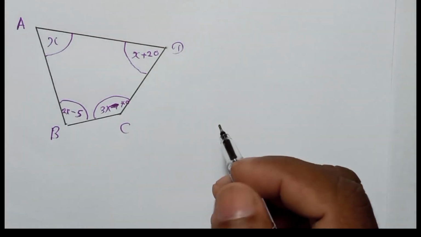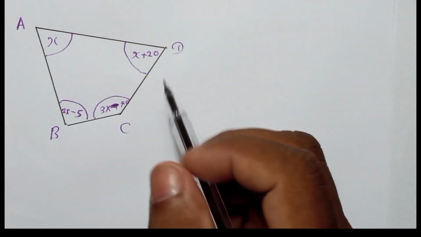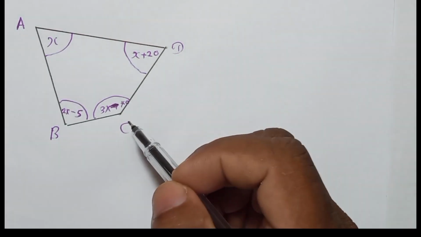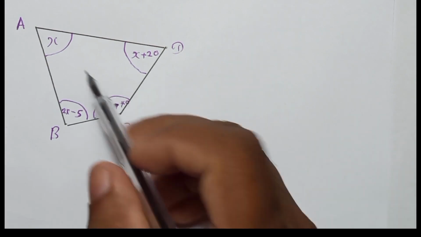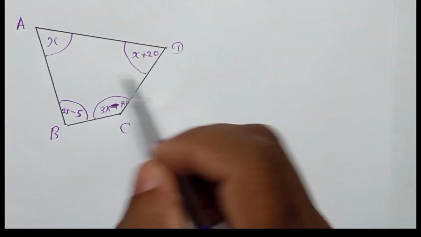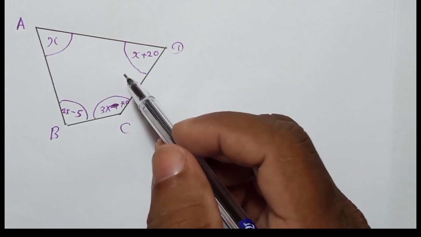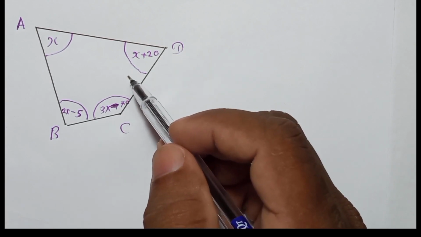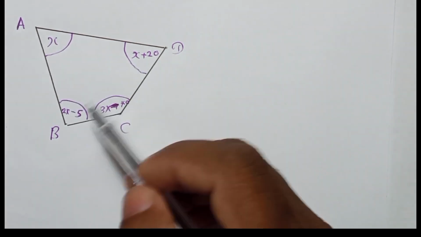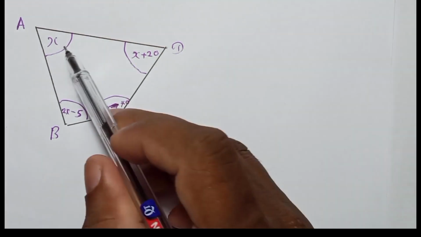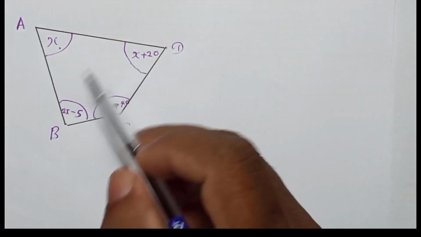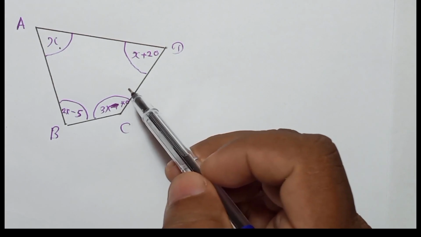Okay, now here we need to prove this ABCD is a cyclic quadrilateral, right? Now this is a quadrilateral, no? Anyway, because we have four sides. This is a very simple question. First of all, let's find the value of this x, right? It's very simple because we know all four angles together make 360, right?